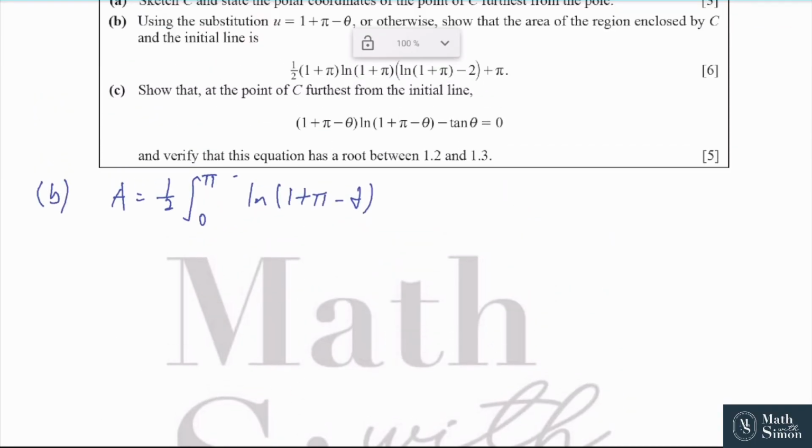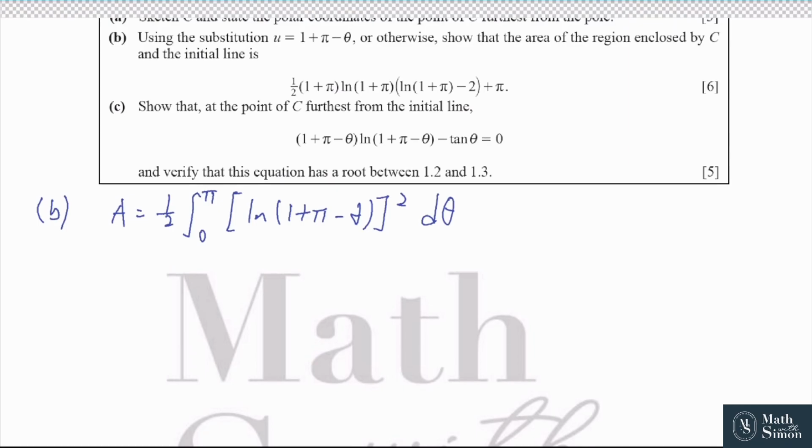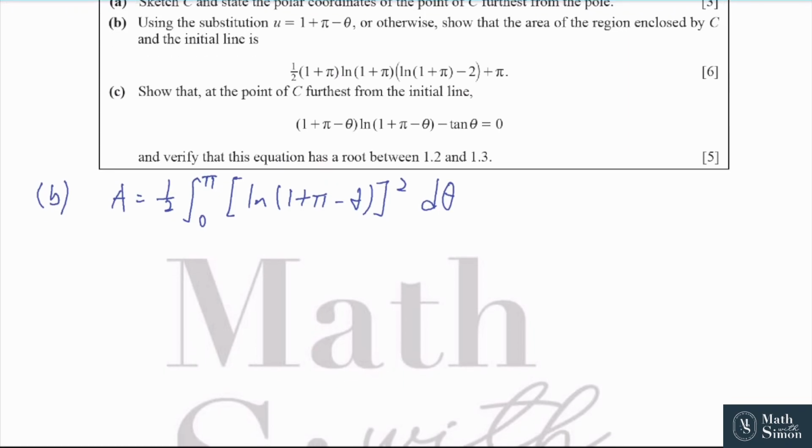So what you are actually looking at here is this whole thing squared, d theta, when you try to integrate from there. Okay, so the substitution given is quite nice. Let u equal 1 plus pi minus theta, so obviously du d theta is just -1. So du is negative d theta, or negative du is our d theta, that we can replace later.